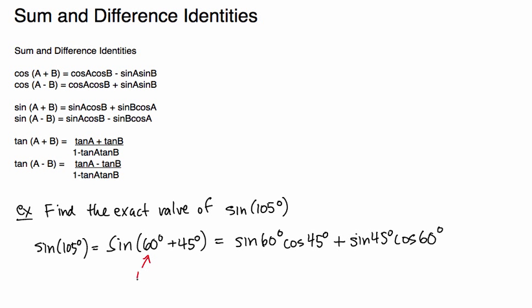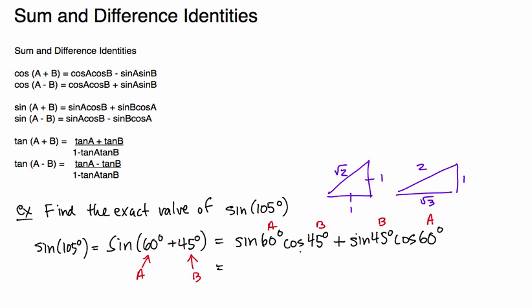So this is my A, this is my B, and so I have sine A cos B and sine B cos A. And now I can go about solving these. I know from special triangles what the 30, 60, 90 and the 45, 45, 90 triangles look like. And so I can simply say sine of 60 degrees is root 3 over 2, multiplied by cosine of 45, which is 1 over root 2, and then I'm going to add sine of 45, which is also 1 over root 2, multiplied by cosine of 60, which is 1 over 2.